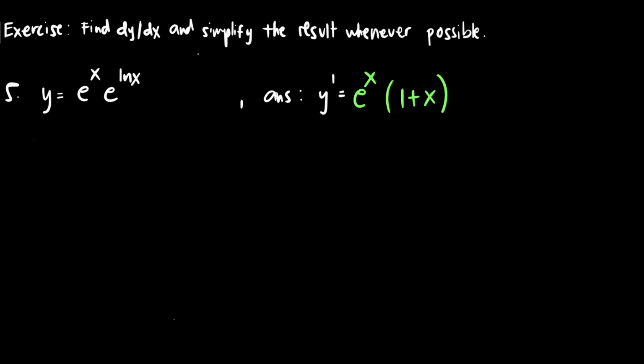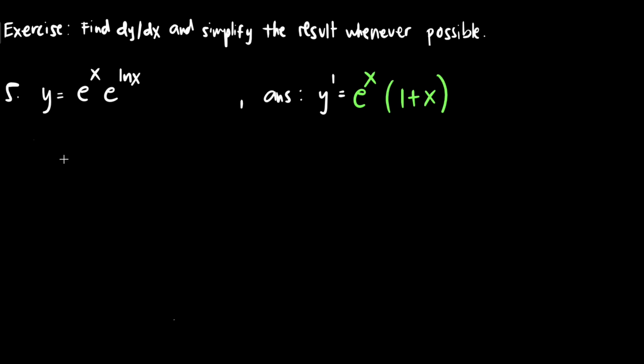So for number 5, let's answer number 5. y is equal to e raised to the power of x times e raised to the power of ln of x. So find dy over dx.